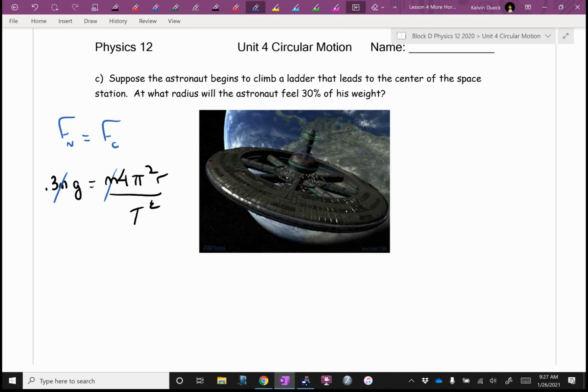So, how am I going to get the r by itself? Well, what's the 4 and the pi squared doing to the r? So, what about the t squared?